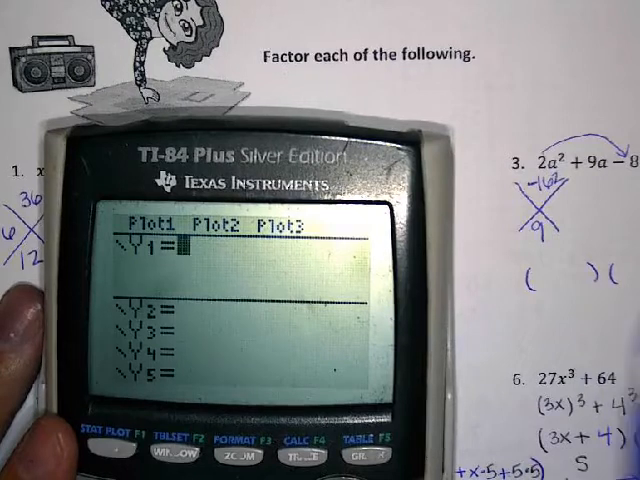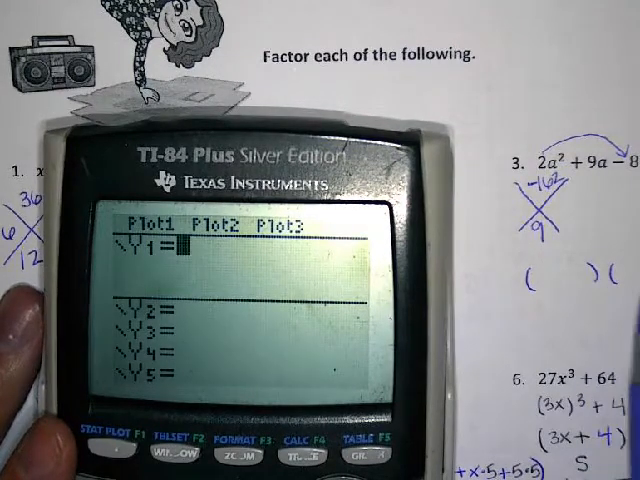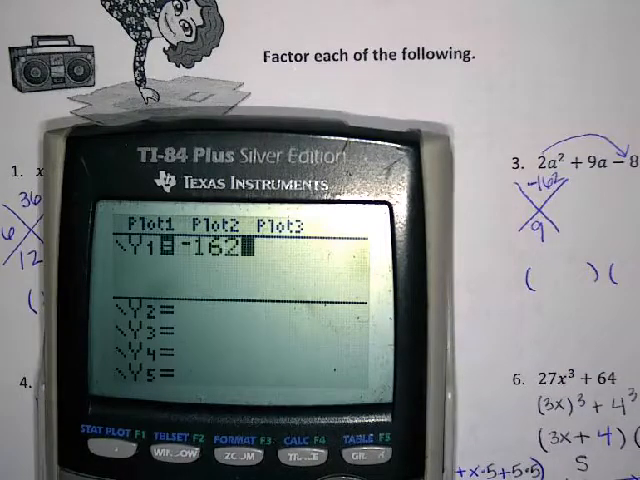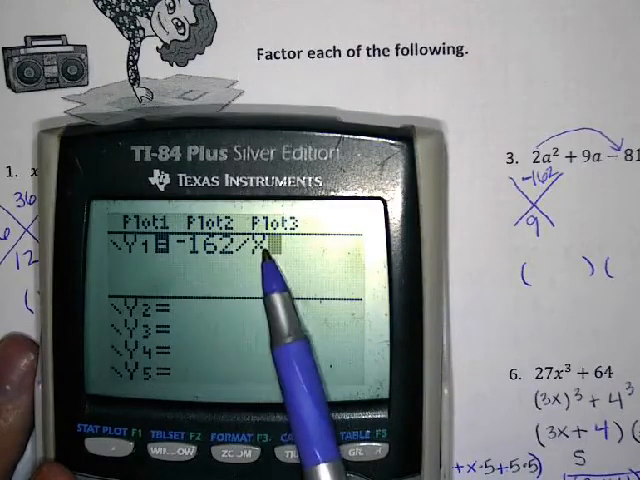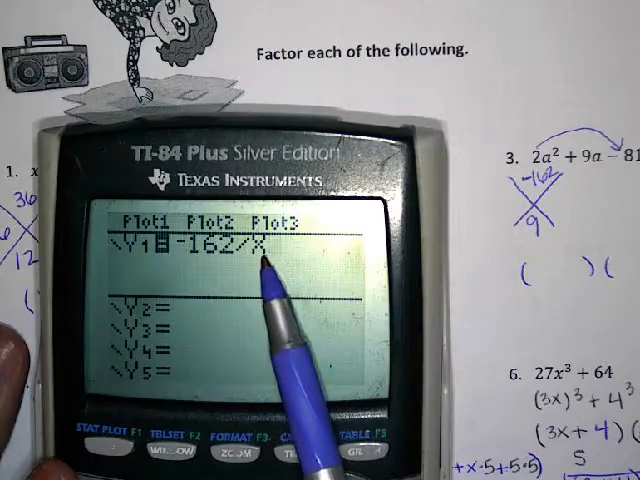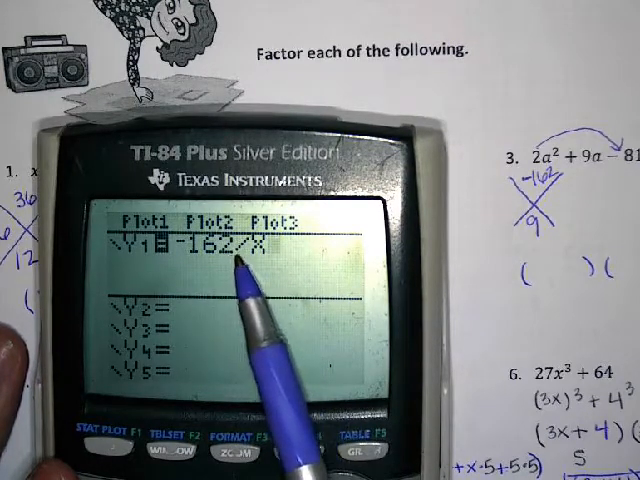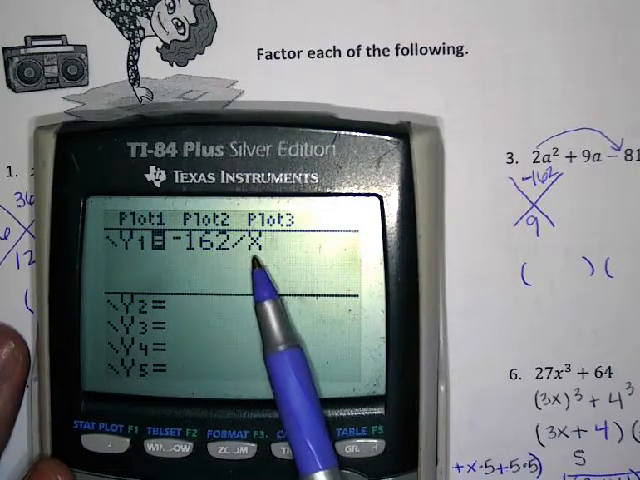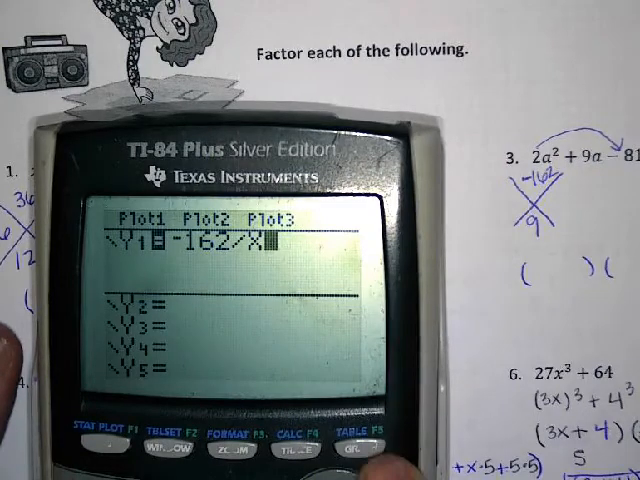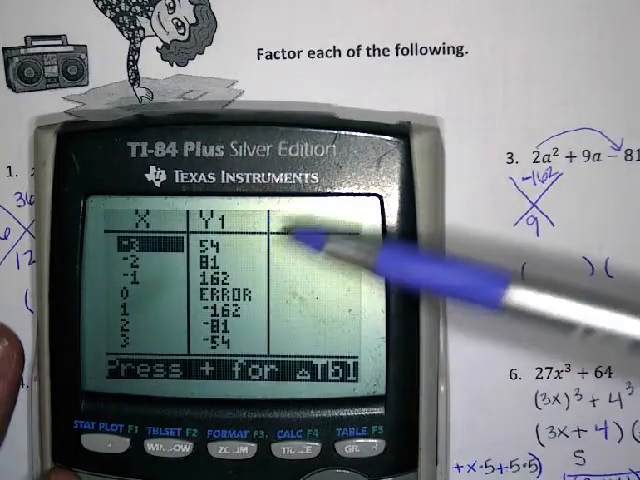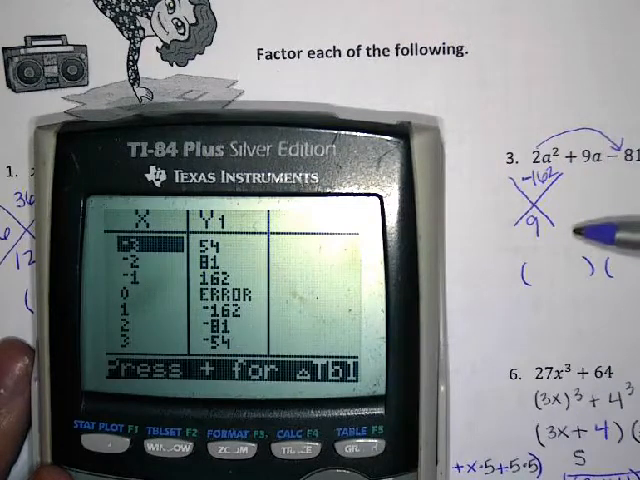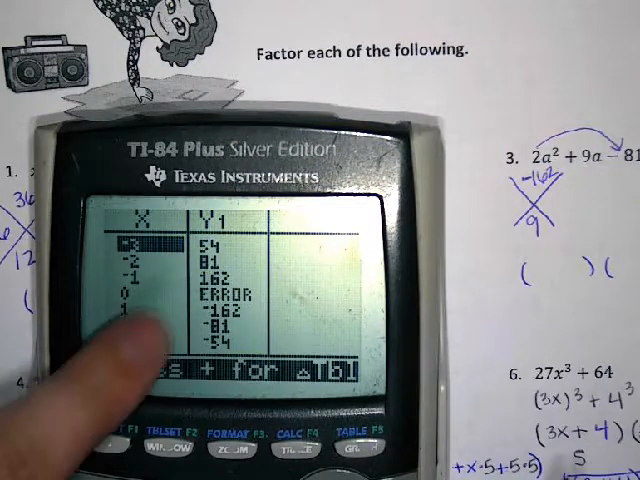We could take the calculator and do negative 162 divided by x, and then we can look at our table and it will tell us the options that we have that add to 9. Yeah. So negative 162 divided by x. And then if you hit second graph, now these are all the options that multiply to what we want them to multiply, and we just have to find the one that adds to 9. So negative 1 and 162, that adds to 161, that's way too big. Negative 2 and 81, that adds to 79, that's way too big.